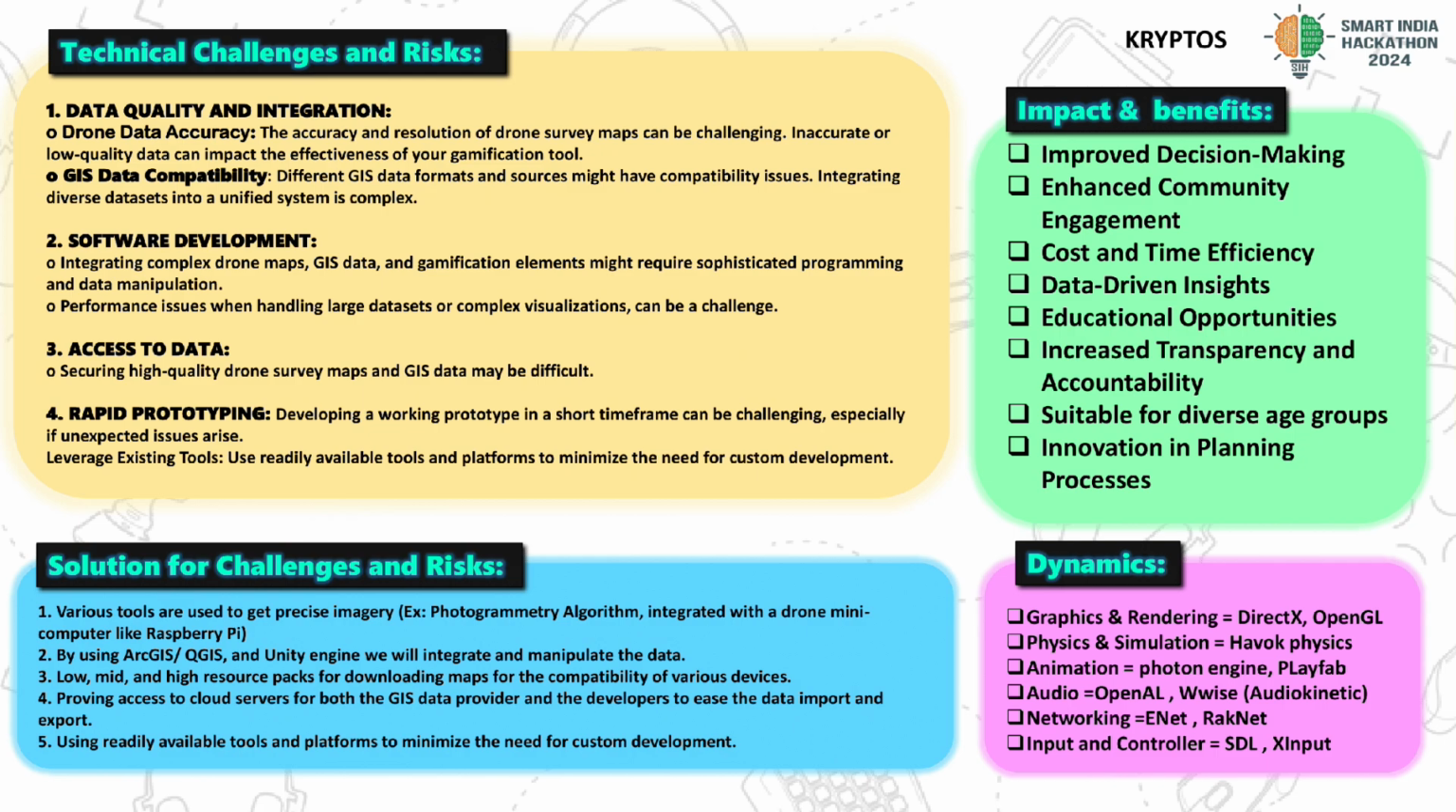Solutions to overcome these challenges: we can use various tools to get precise imagery, like a photogrammetry algorithm integrated with a drone mini computer like Raspberry Pi. We can use QGIS software in the Unity engine which will integrate and manipulate the data. We can use different types of resource packs to give proper compatibility on various devices, using readily available tools and platforms to minimize custom development.